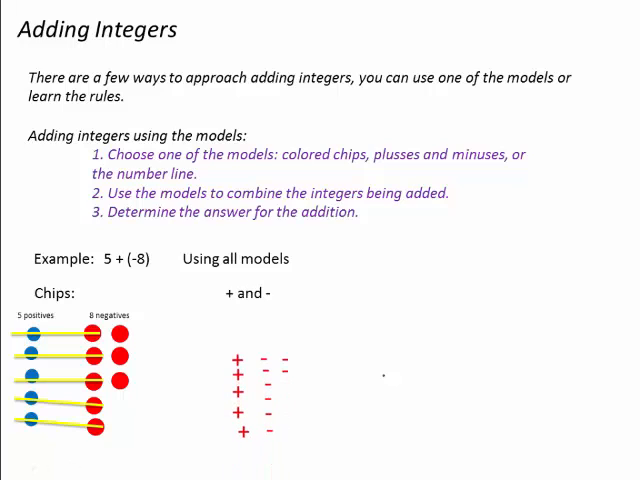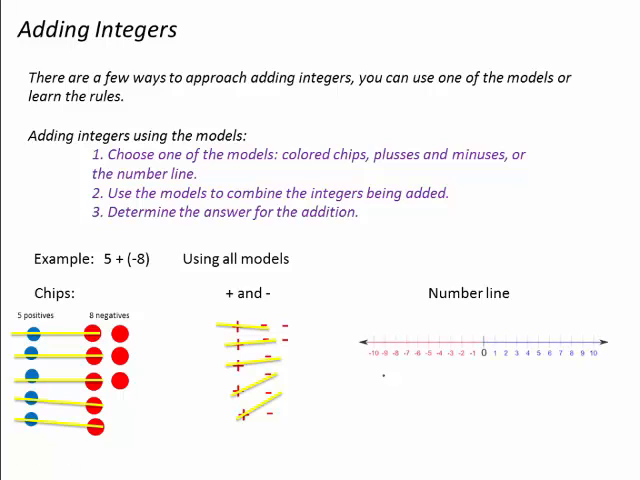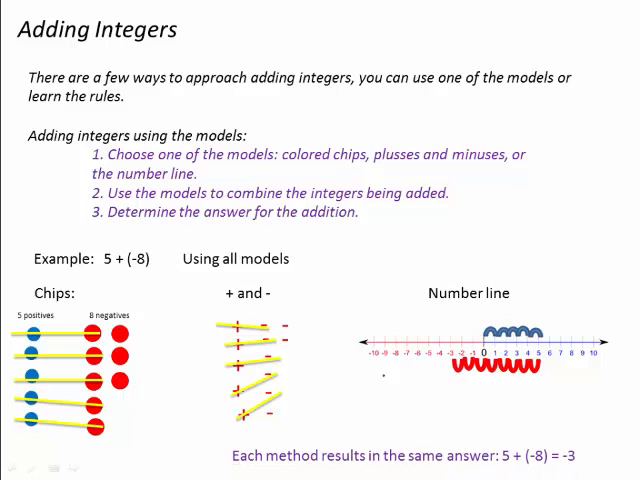If I do pluses and minuses, I have 5 pluses and 8 minuses, and I cancel, which will leave me with 3 minuses. And if I do the number line, I'll start at +5 and move 8 spaces to the left and land on -3. Each result gives me -3. Here I have 3 negatives. Here I have 3 negatives, and here I land on -3. So you can use models to do adding integers if that's what works best for you.